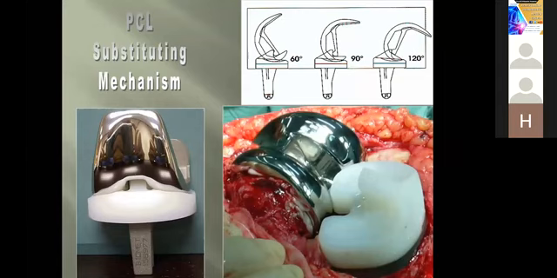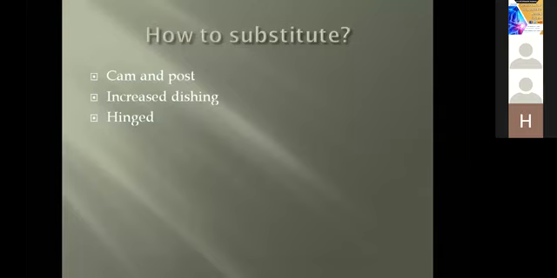This is the PCL substituting design with cam and post mechanism, whereas this is the post introduced in the cam of the femoral component. And as I said before, if this post is longer, you have the high flexion knee designs. But I would like to emphasize again and again, the most important point and indicator for post-operative range of motion is the pre-operative range of motion of the patient. How to substitute the PCL function? We have the cam and post, we have the increased dishing, and finally we have the hinge.